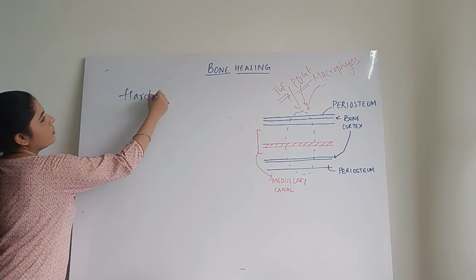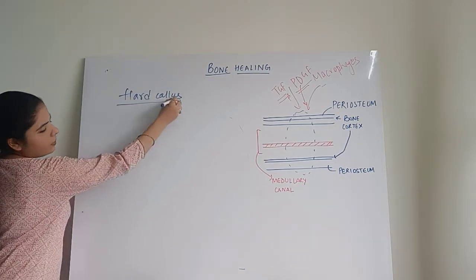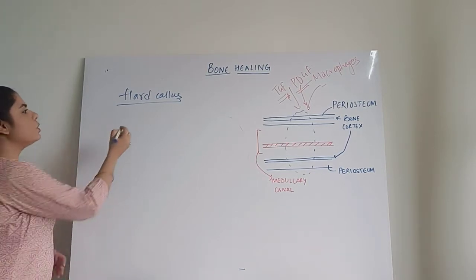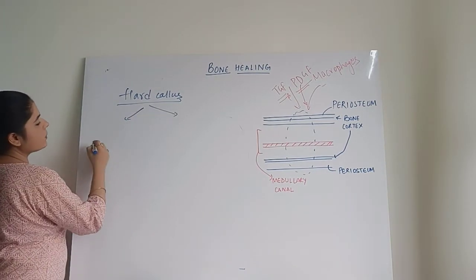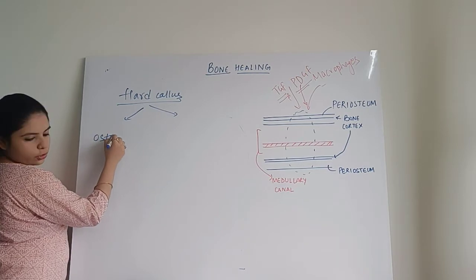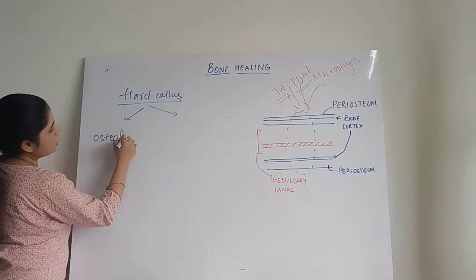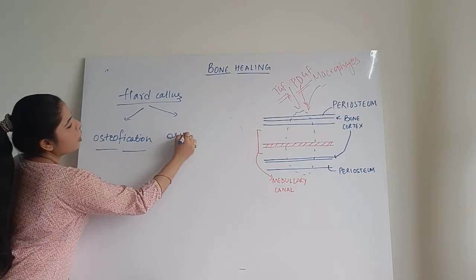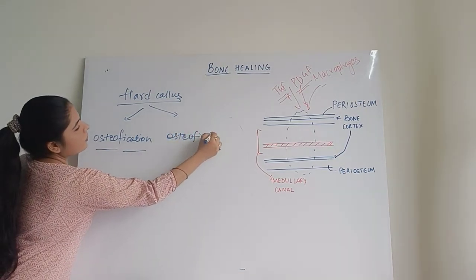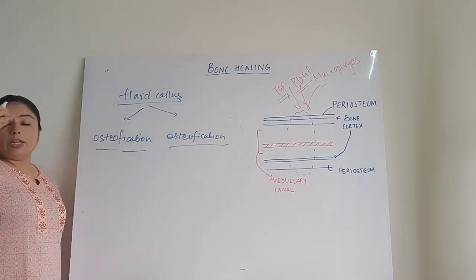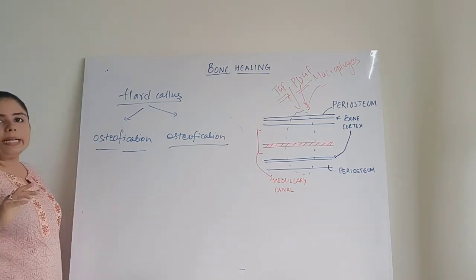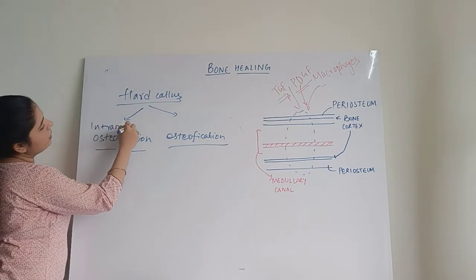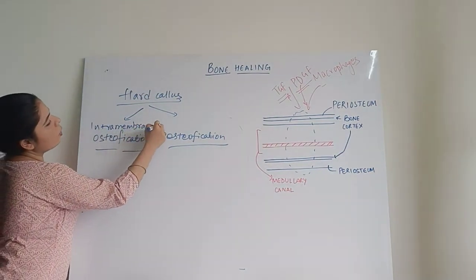Hard callus formation begins. How does the hard callus formation begin? It begins from 4 to 12 weeks. It is by two different processes. Ossification means formation of bone, and it is either through the endochondral ossification process or the intramembranous process.